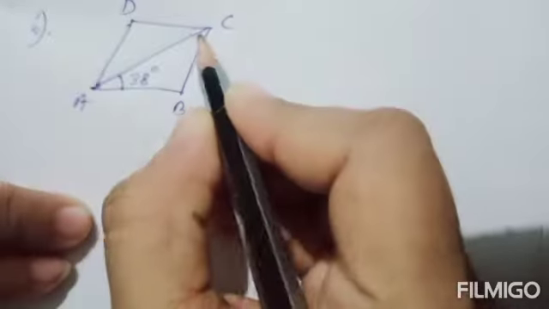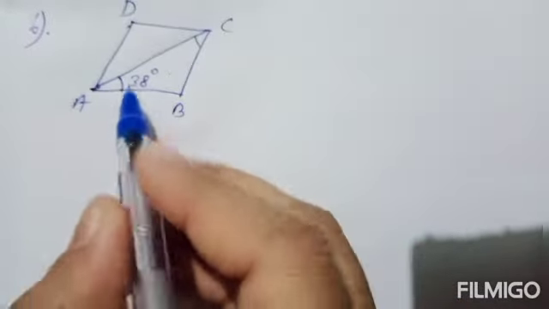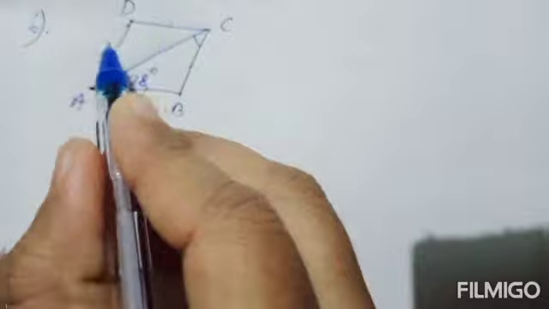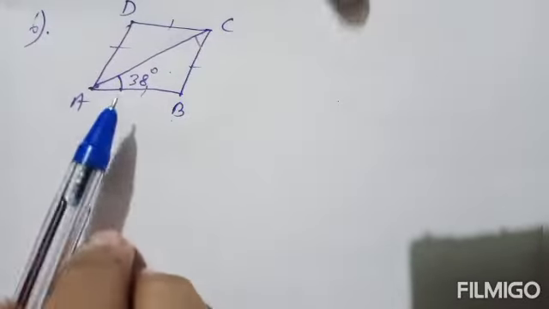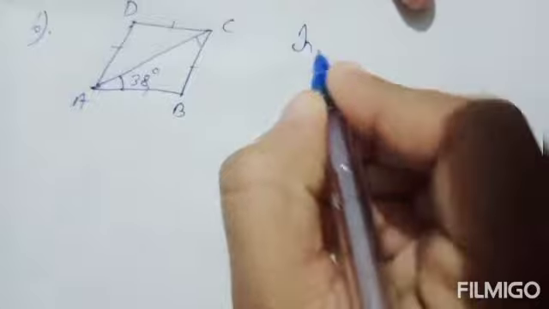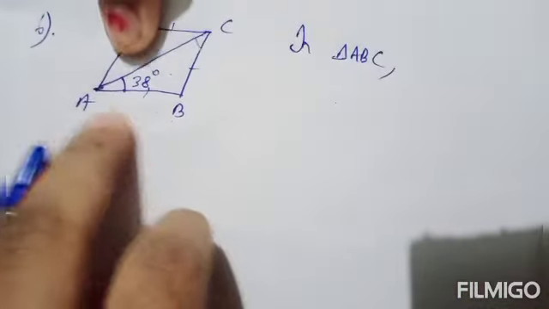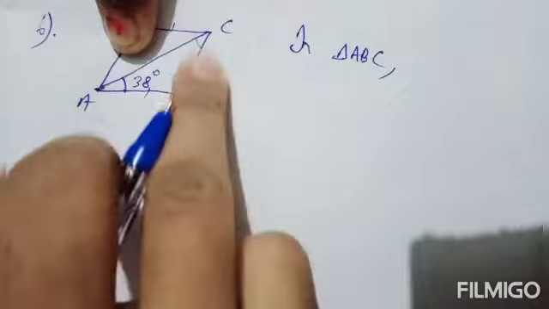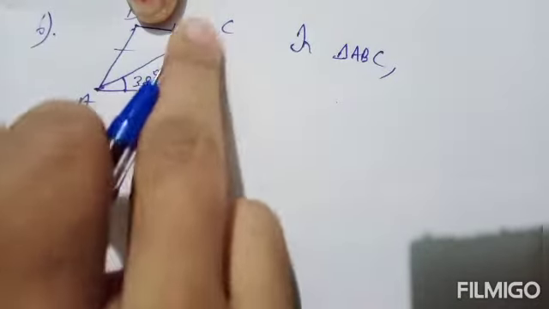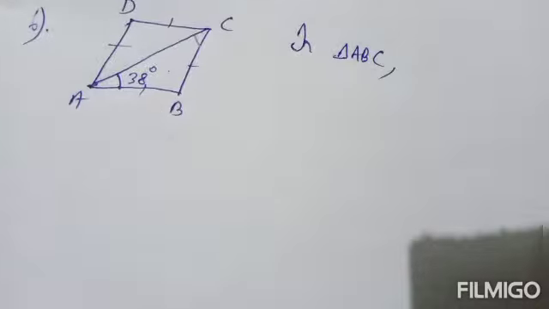That is this angle. So you know about a rhombus. In a rhombus, all four sides are equal. Now consider triangle ABC. In triangle ABC, you can see AB will be equal to BC, because AB and BC are sides of a rhombus.